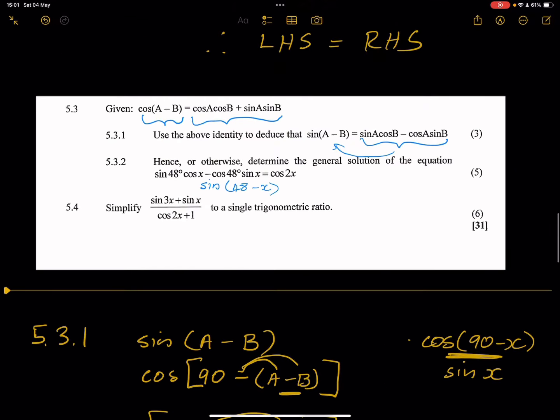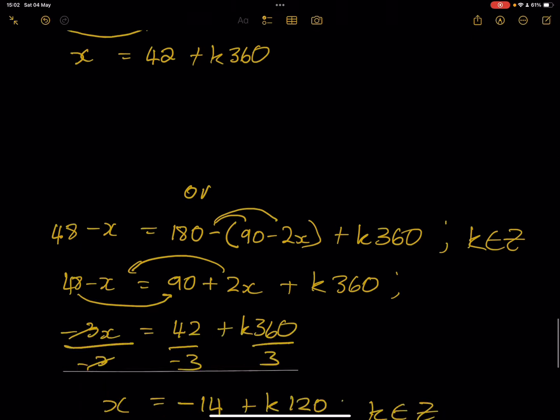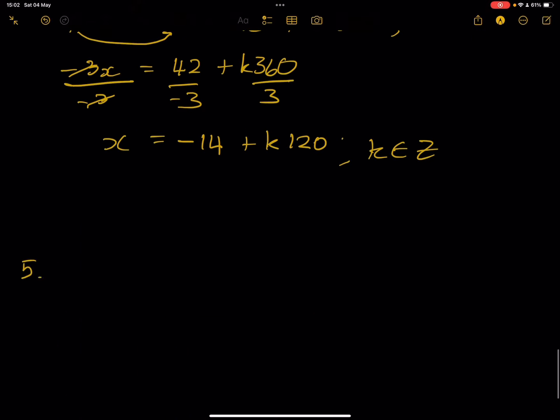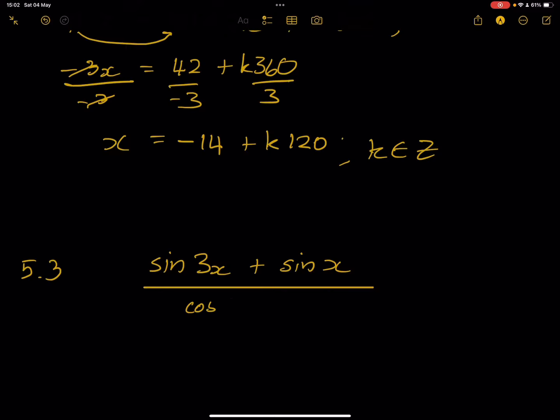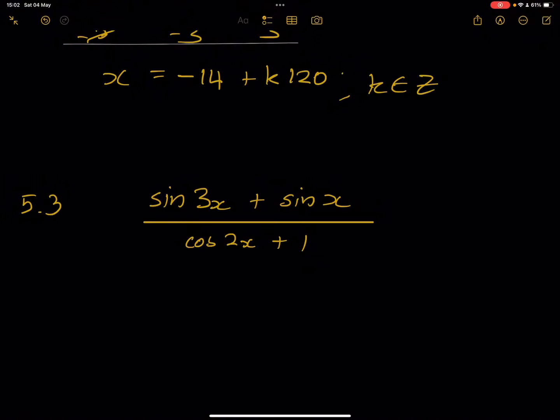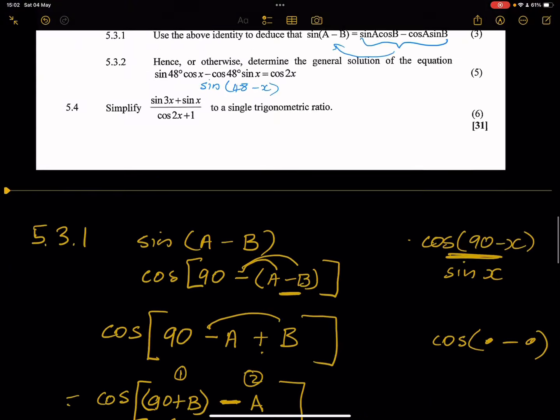Right, and finally, they say simplify. That's for 6 marks. Simplify sine of 3x plus sine x divided by cos 2x plus 1. Okay, so that's sine of 3x plus sine x divided by cos of 2x plus 1. Now, ladies and gents, we want to simplify to a single trigonometric ratio, right?